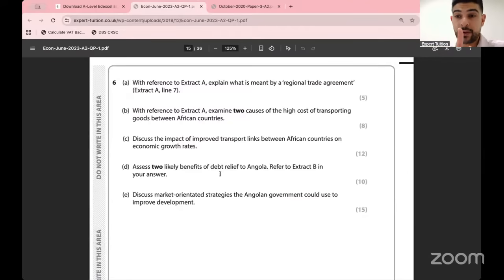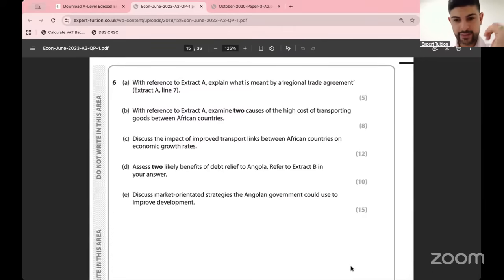Two, the second benefit of debt relief: it helps to fill the foreign exchange gap. Because now the limited foreign reserves that Angola has no longer need to go towards servicing, basically paying off, their debts. Instead, they can now use it to import capital, machinery, and technology. Make sense? That's the second analysis. That's really sophisticated and high level, yeah?